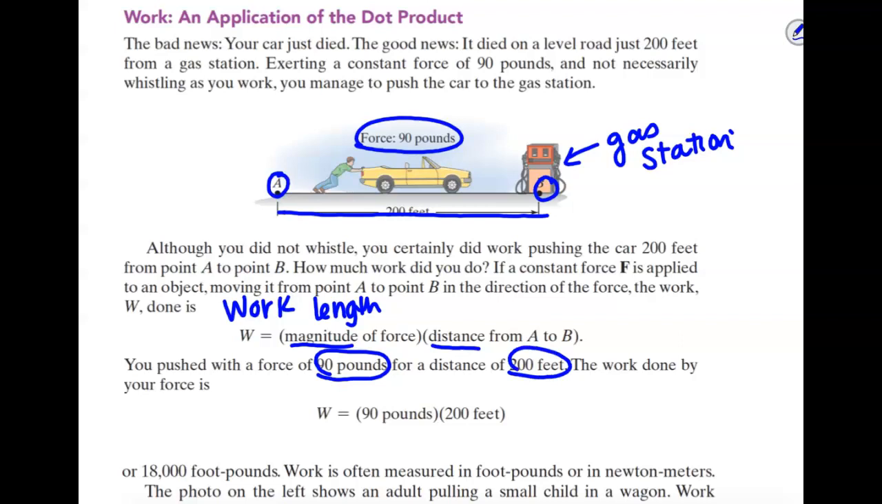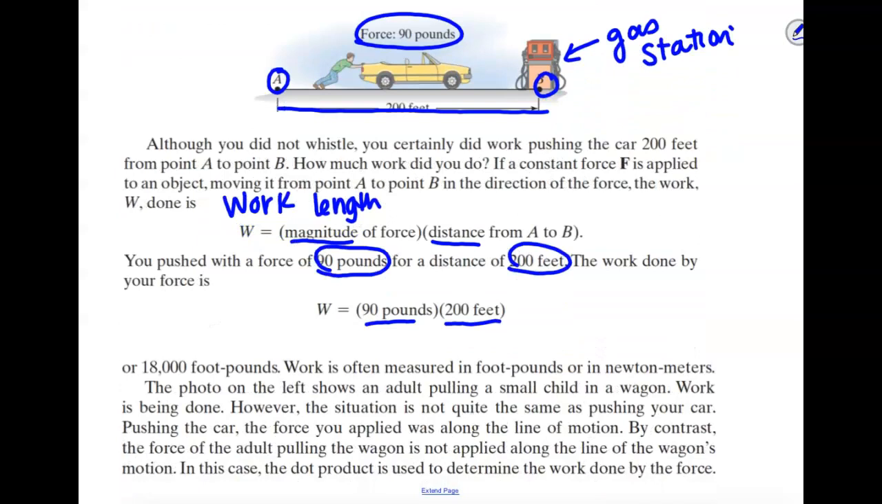So the work done by force is 90 pounds times 200 feet. When you multiply that together, you're going to get 18,000 foot-pounds. Work is often measured in foot-pounds or Newton meters.